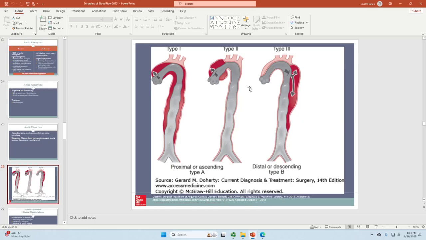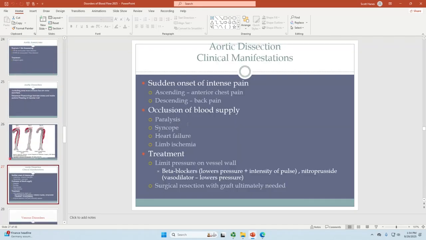What can happen here, and it's not really important that we know the different types from our standpoint, is that over time this blood accumulates on the outside of the blood vessel, contained by the outer periphery of the vessel itself, and begins to choke off blood flow from the aorta to the rest of the body. It's typically associated with really intense, sudden onset pain because that tearing of the vessel wall happens fairly rapidly, and creates either chest pain or back pain depending on the location.